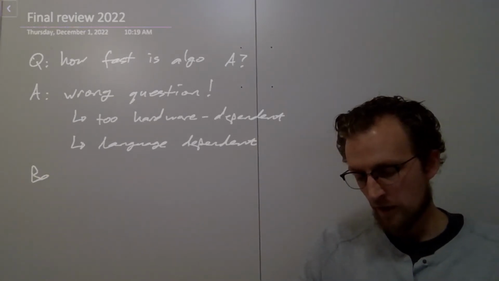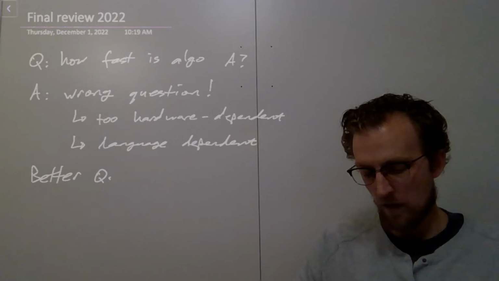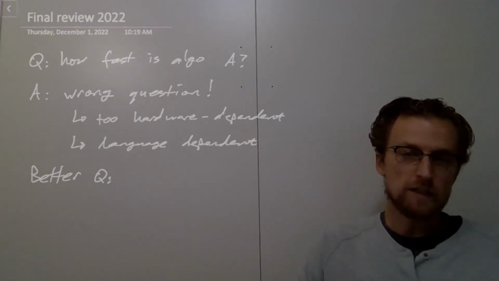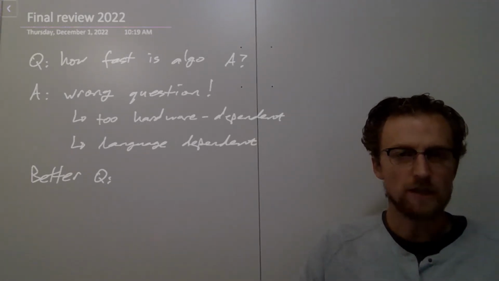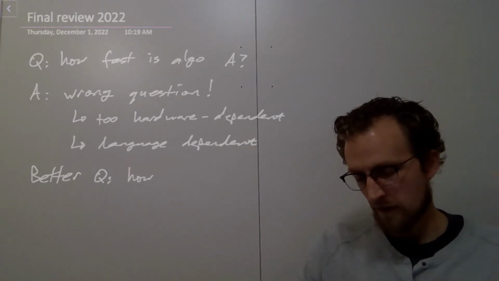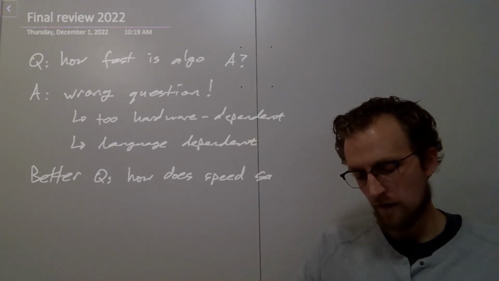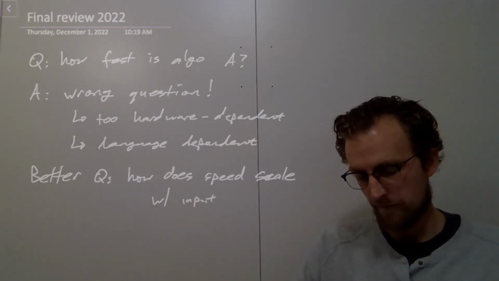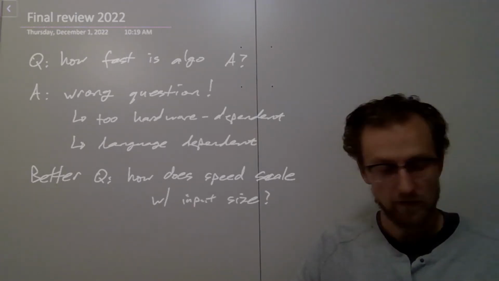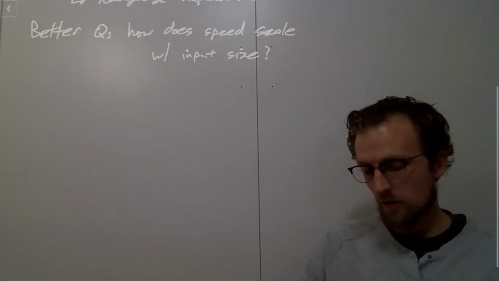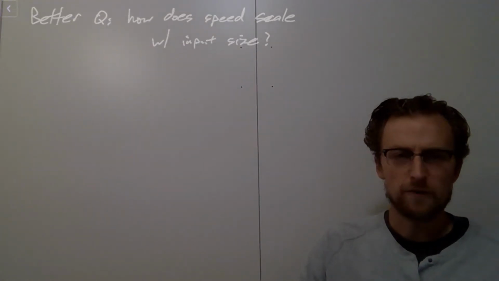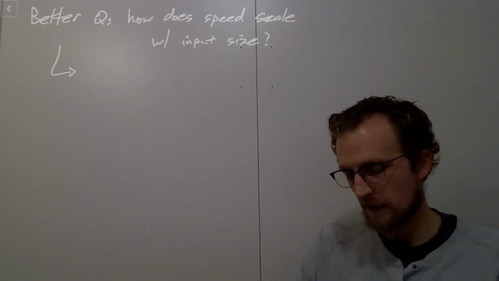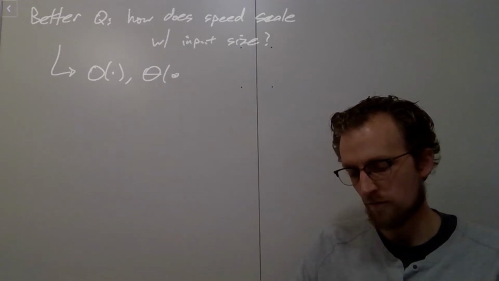So our better question, we immediately discovered, was something like this. How does the running time of the algorithm scale with the size of the input? So how does speed scale with input size? And this led us to the use of this concept called big O and its friends big omega and big theta. So this leads to big O, big omega, well, I'll do big theta because I just drew it, and big omega.